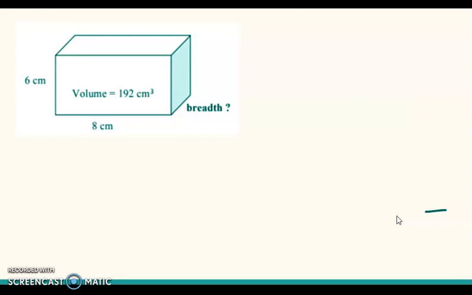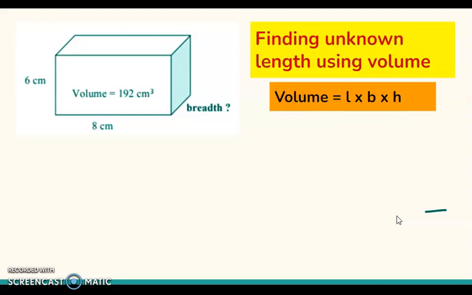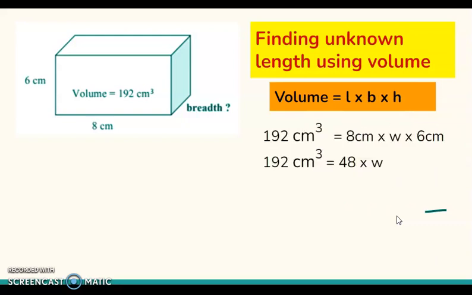Let's begin with the steps. Finding unknown length using the volume. First, writing the formula. Then, substituting the values into the formula. So here in this problem, the base or the breadth or the width is missing. 192 cubic centimeter is our volume, and when we multiply 8 by 6 we get 48. At this step we'll use the inverse operation. 192 divided by 48. So let's divide together.